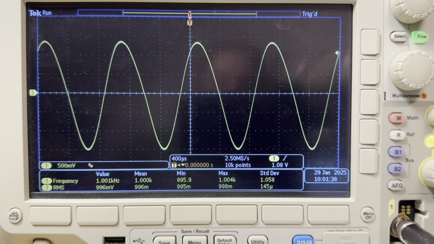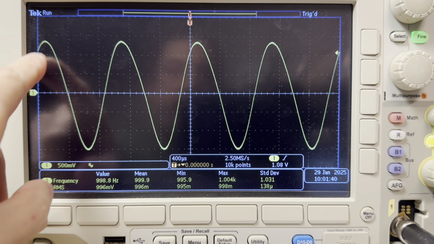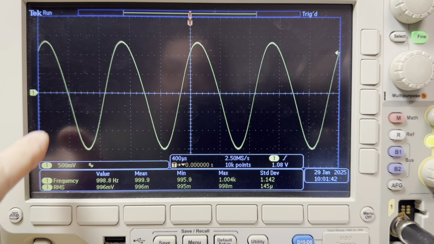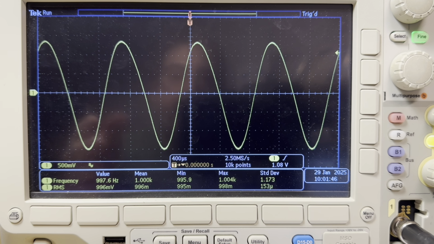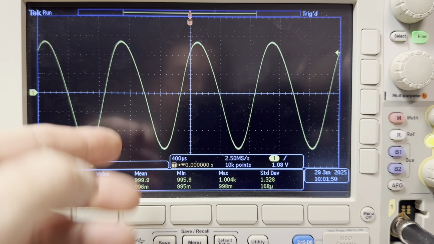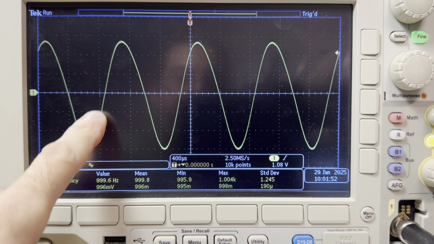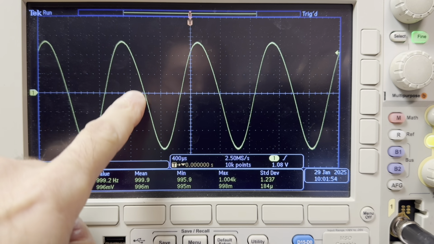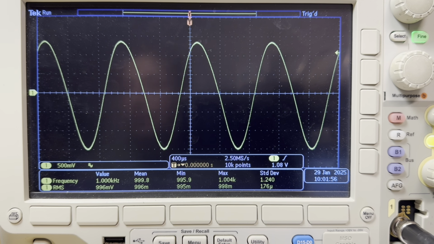All right, so looking at the waveform on the oscilloscope, we can see that we have a sine wave, and for the untrained eye, it looks like a pretty good sine wave. But if you look, it's very slightly leaning to one side. You notice that this slope here is a little bit steeper than this side here, and that's the effect of the waveforms being added together.